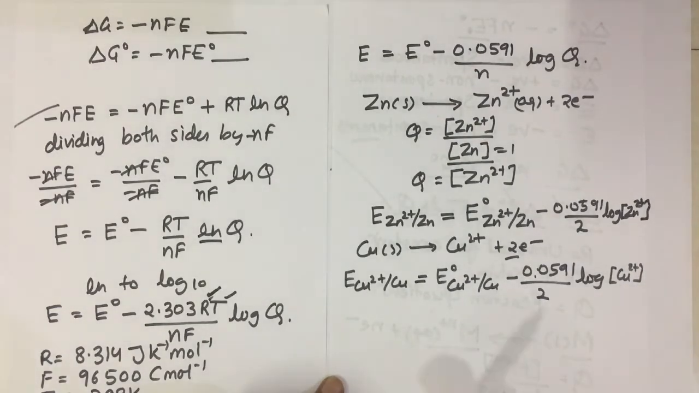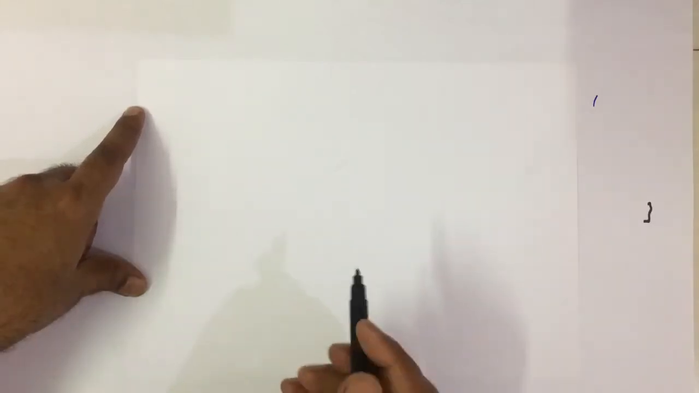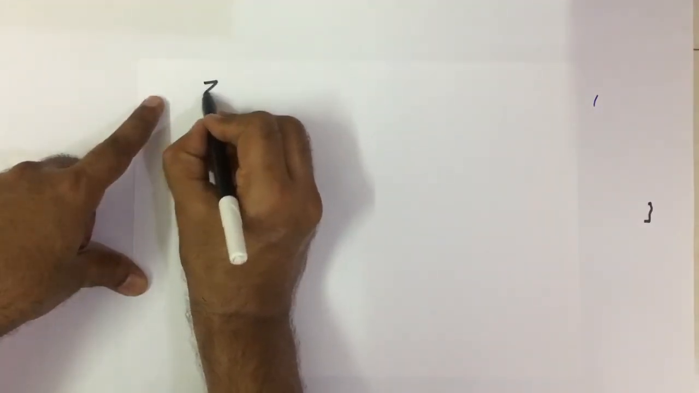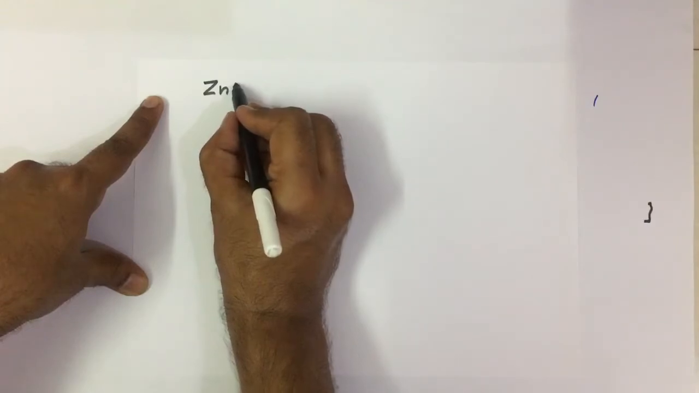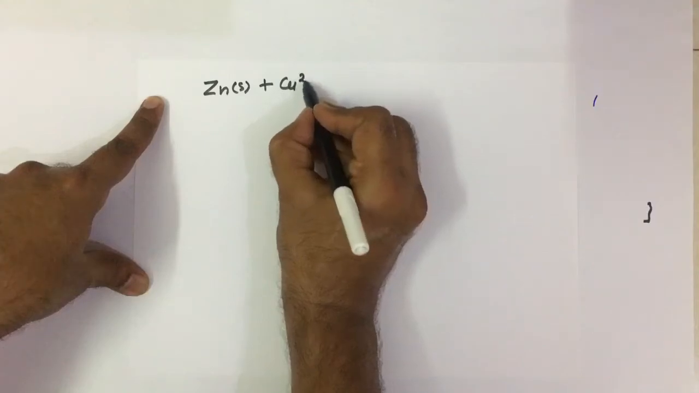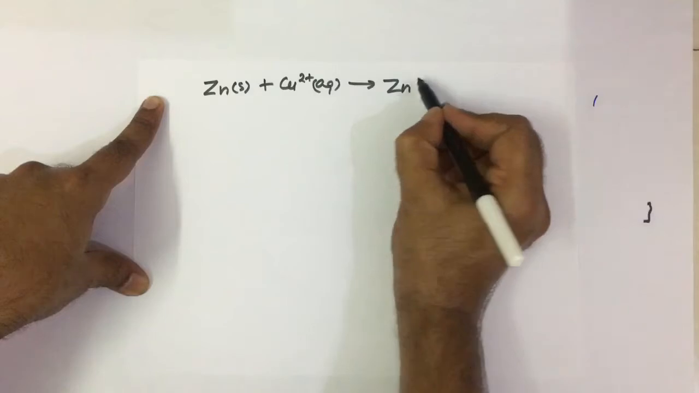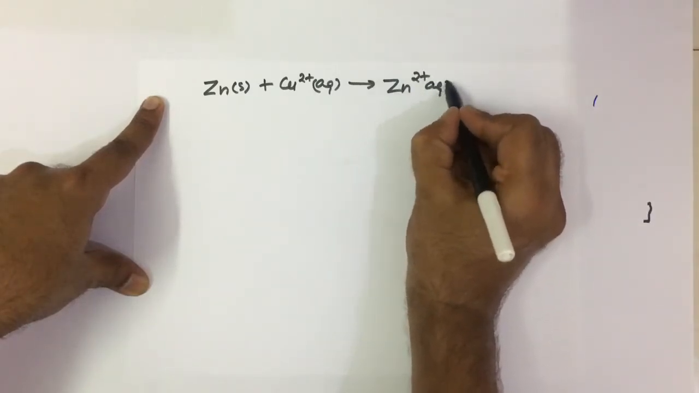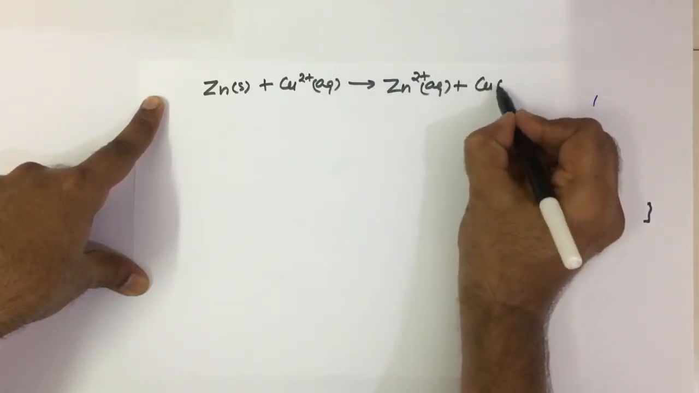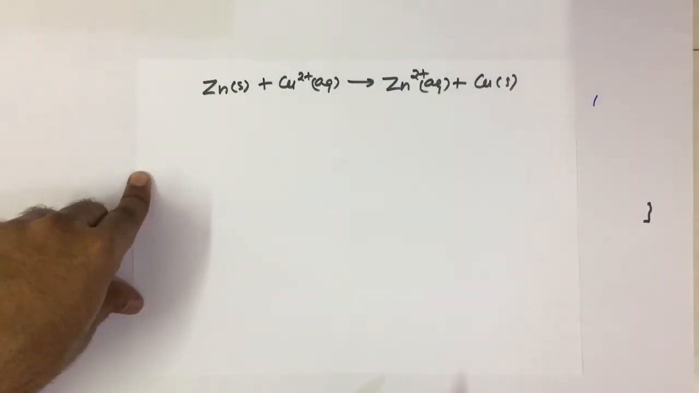Now take the example of a galvanic cell made up of zinc and copper electrodes. The spontaneous reaction that takes place in the cell is zinc solid plus Cu2+ aqueous gives you Zn2+ aqueous plus Cu solid. So in this reaction zinc is undergoing oxidation and copper is undergoing reduction.